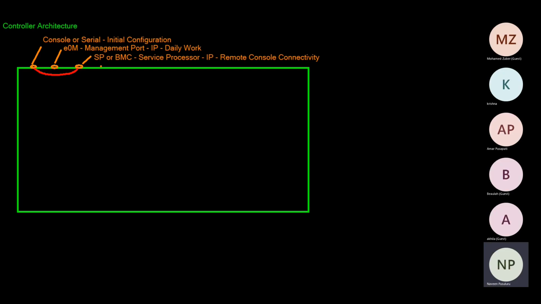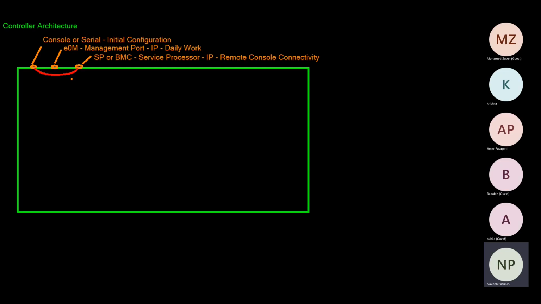So even though your controller is shut down or rebooting, the service processor will always be up and running. When your controller is connected to a power connection, your service processor will always be up and running, so that even if your controller is down, you can connect to the service processor with the help of the IP address we configured, and from there we can connect to the console. We don't need to connect to the console directly with wire and all. So you can connect to the console with the help of the service processor and troubleshoot, like why my controller is not booting up. These kinds of things we can do.